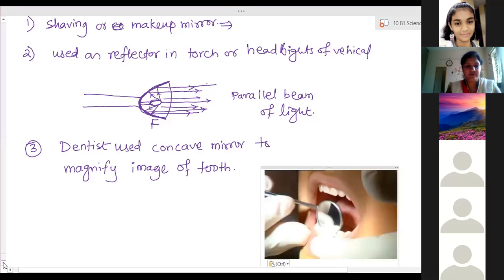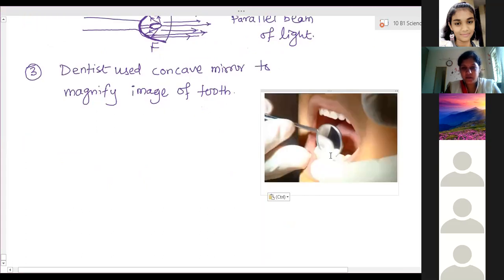This handheld mirror is placed exactly like this. It is a spoon-like mirror, and this part is the mirror. They place it behind. If he wants to see the backside of the tooth or teeth, he places that mirror behind, and the virtual image of that tooth is seen in this mirror, and it is magnified so he can observe it clearly. Clear?